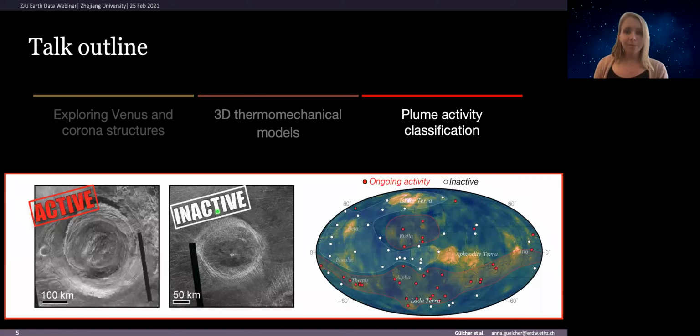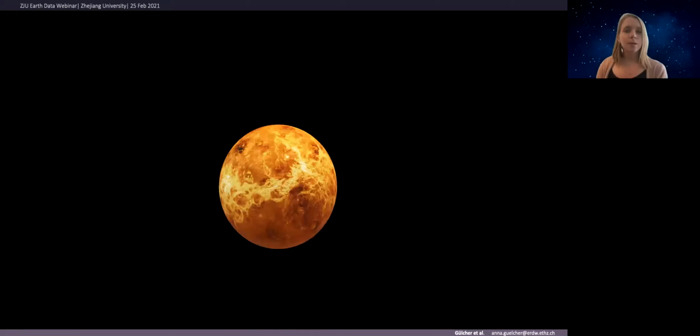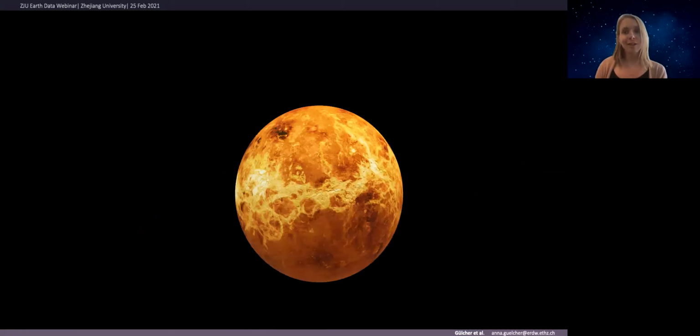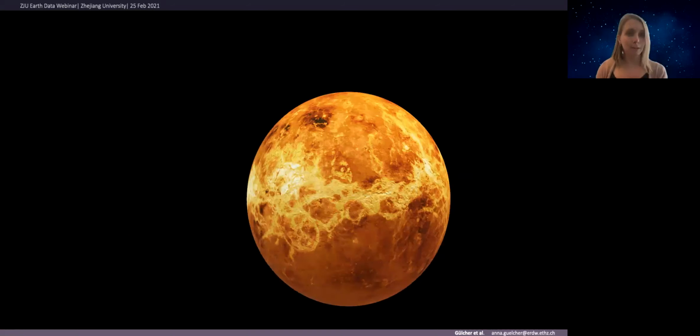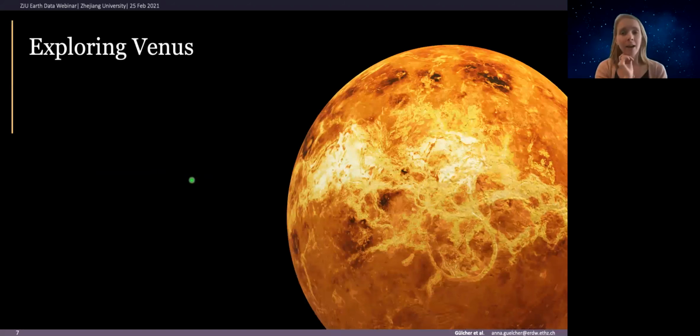This is a schematic image of our solar system, with our world being here, and Venus is our neighboring planet, which is a bit closer to the sun. Venus received a lot of attention in space exploration several decades ago, and this started around the 1960s and 70s already. In fact, Venus was, in these early years, the most popular planet to investigate other than Earth.